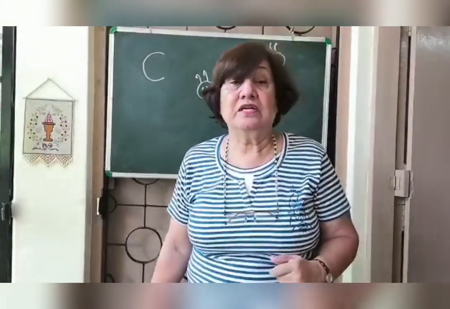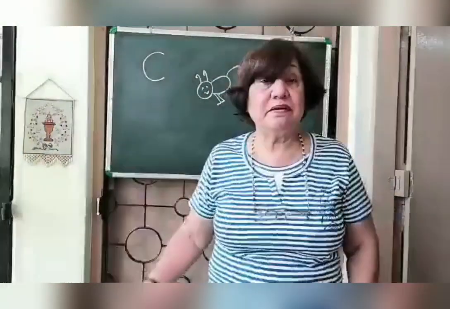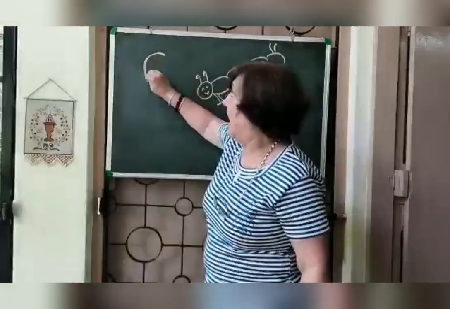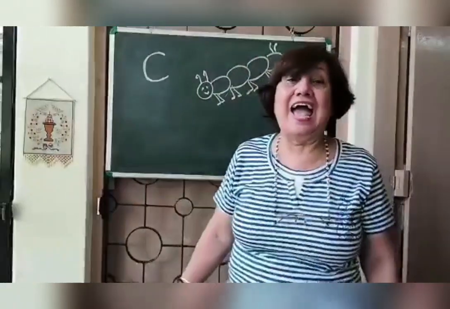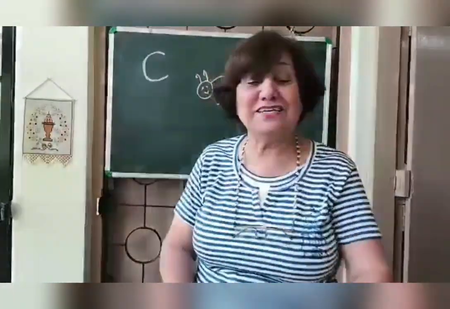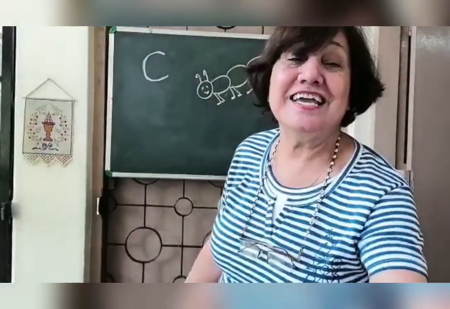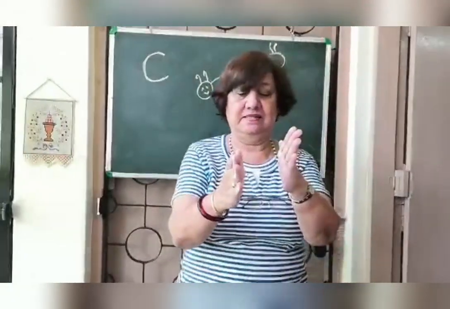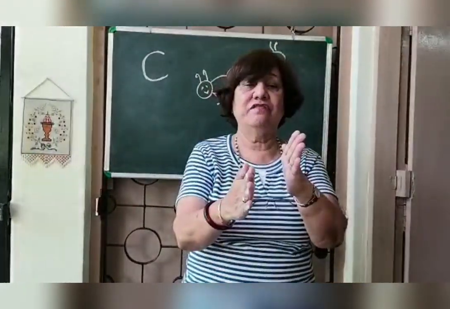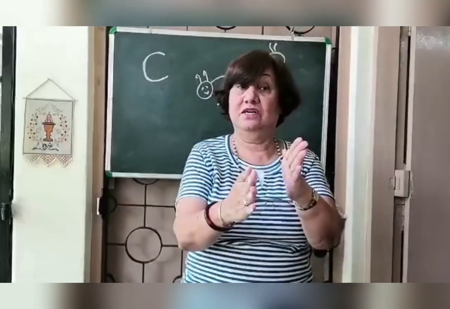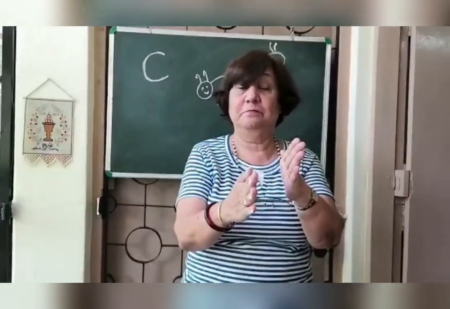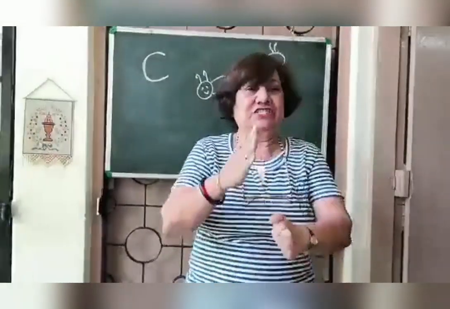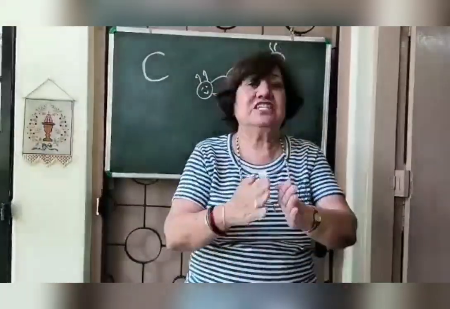So children, we've learned all the things that begin with C. We've learned how to write C as half a circle. And now I'm going to take you to your granny's house in an engine. All of you put your hands up like this. That's it. And now we will say fish and chips. You like to eat chips, isn't it? So let's say fish and chips, fish and chips, fish and chips.